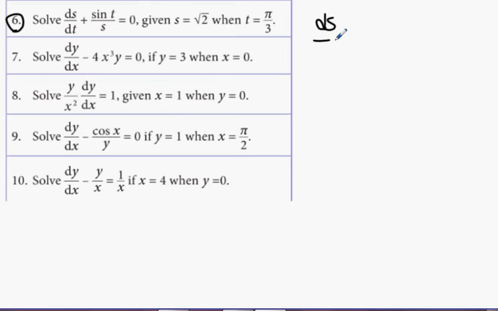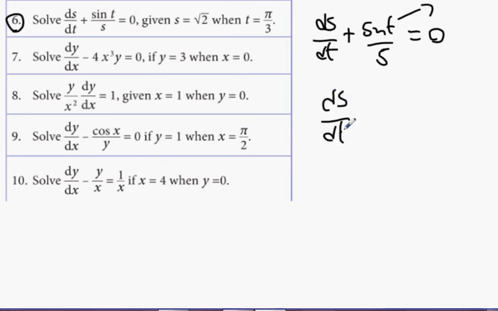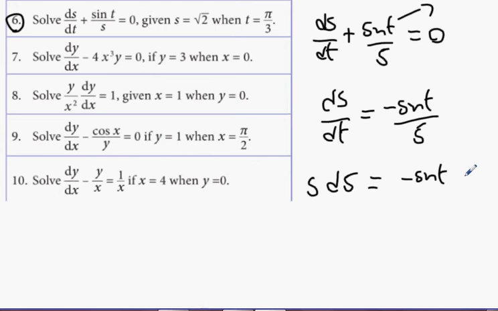The ds dt plus sine t over s equals 0. Bring the sine t over s over your side, yeah? And then what do we get then? Minus sine t over s. Cross multiply. s ds ends up to be minus sine t dt. What happens after that?